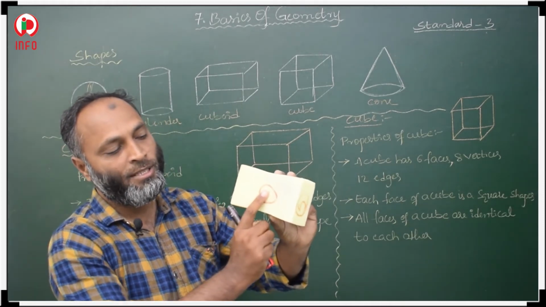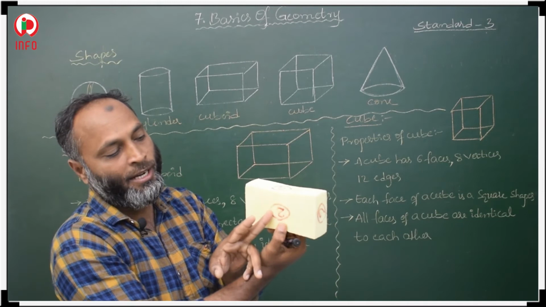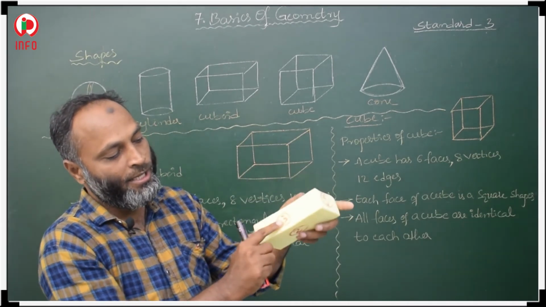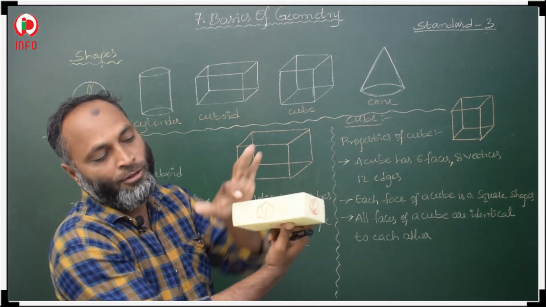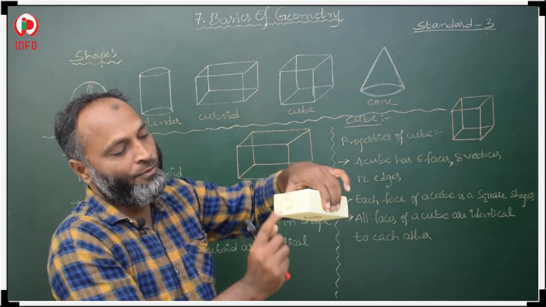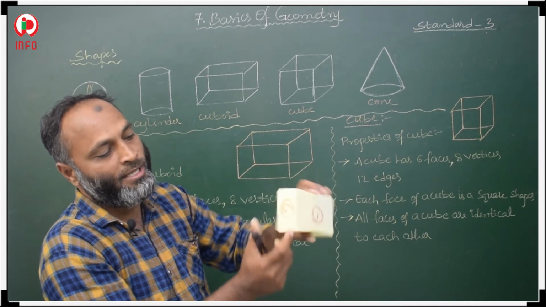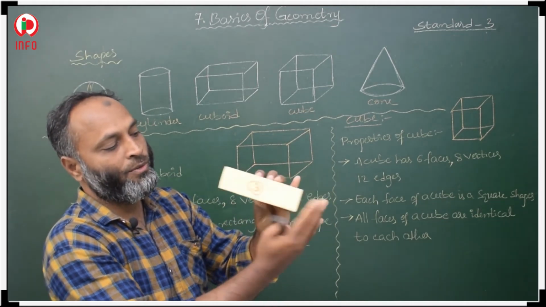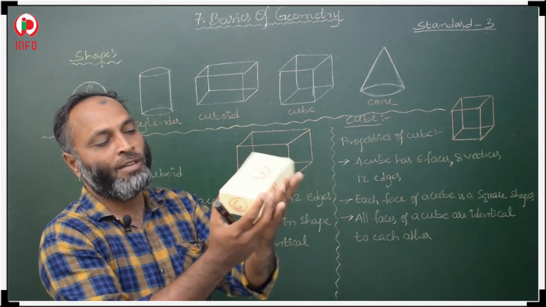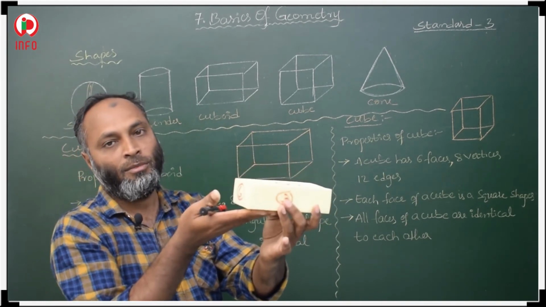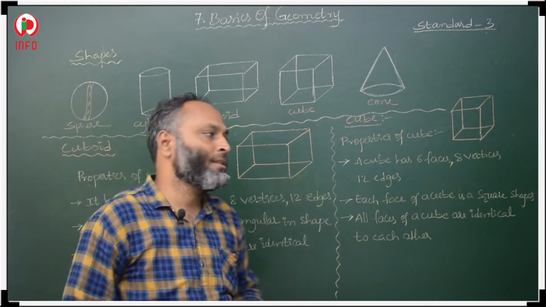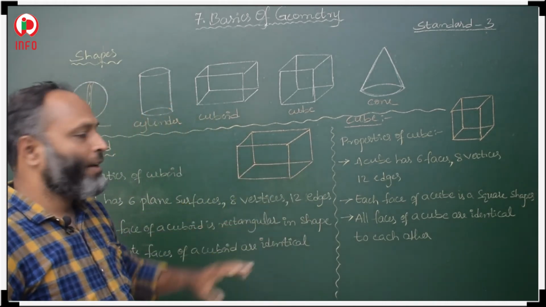This is first and this is second, and after that this is third and the back side fourth, and this is fifth, and this back side is sixth. Total 6 surfaces: 4 sides, 4 surfaces, top and bottom, 5 and 6. Total 6 plane surfaces. And here 8 vertices.